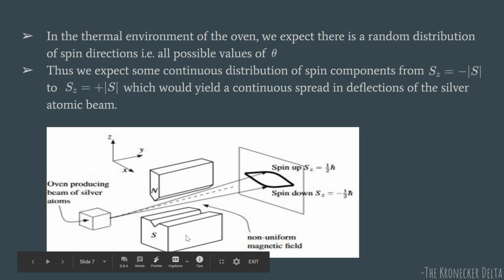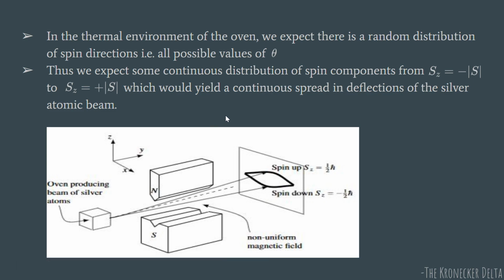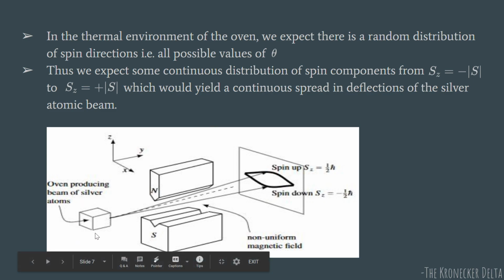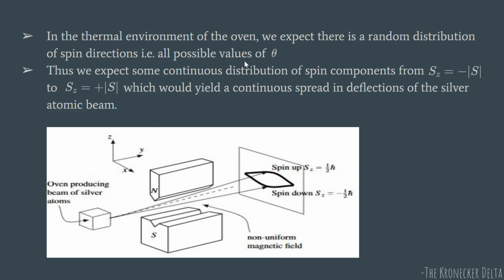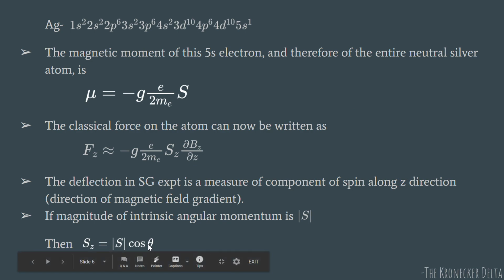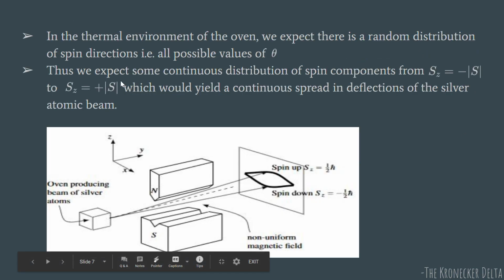Now, since the oven has a thermal environment, we expect a random distribution of these spin directions. There is no reason to expect that they should all point in the same direction. So we expect all possible values of theta. What does it imply? It implies that S_z, which was mod S cos theta, can take any possible value, since cos theta can vary between -1 and 1. So you expect S_z to be a continuous distribution between minus mod S and plus mod S.